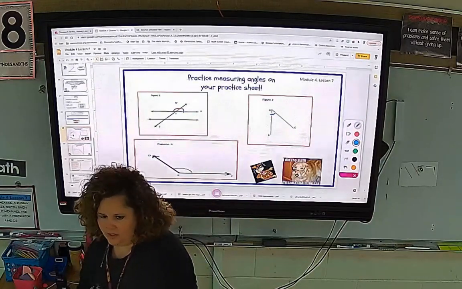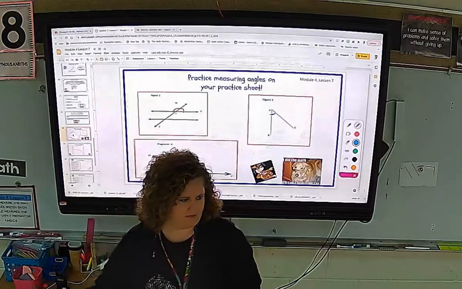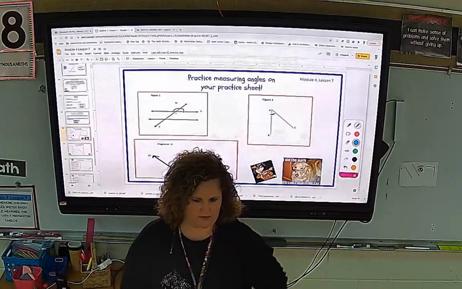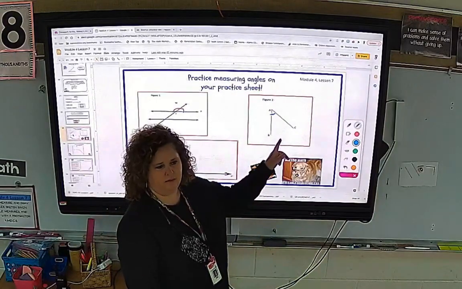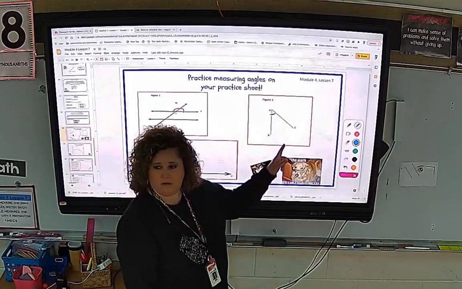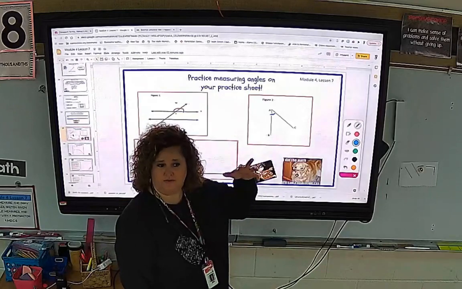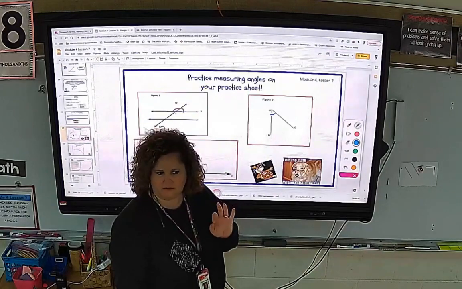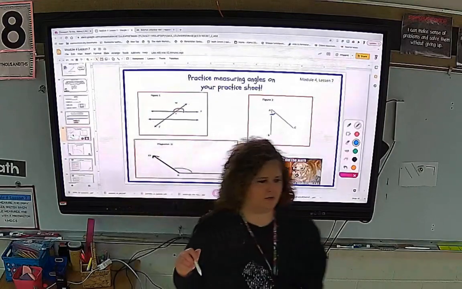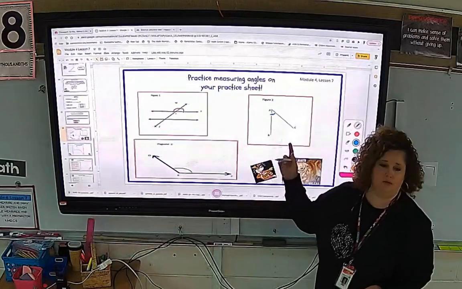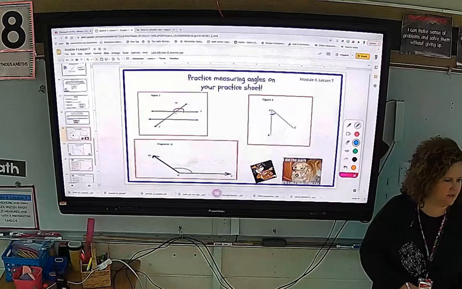Are you just scared to share with me? Because everybody should have measured that angle. Brandon, what did y'all get there? We got 45. Anybody else get 45? Anybody get close to 45 but not right on 45? All right, good. Moving on to figure 3. And hey, it's acute. 45 is definitely less than 90.